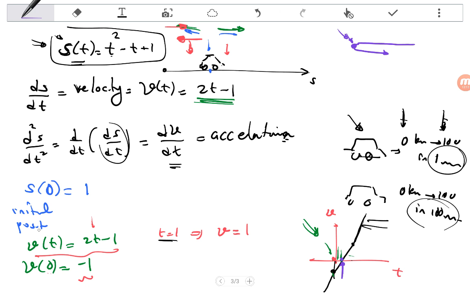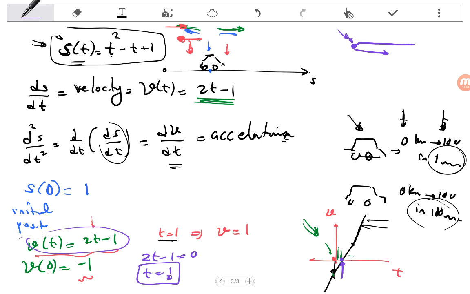Can I know this point from the graph? When would the velocity be 0? What is the time instant for which the velocity will be 0? So I need to solve this equation. What is the solution? t equals half. So at t equals half a second, the car will change its direction.